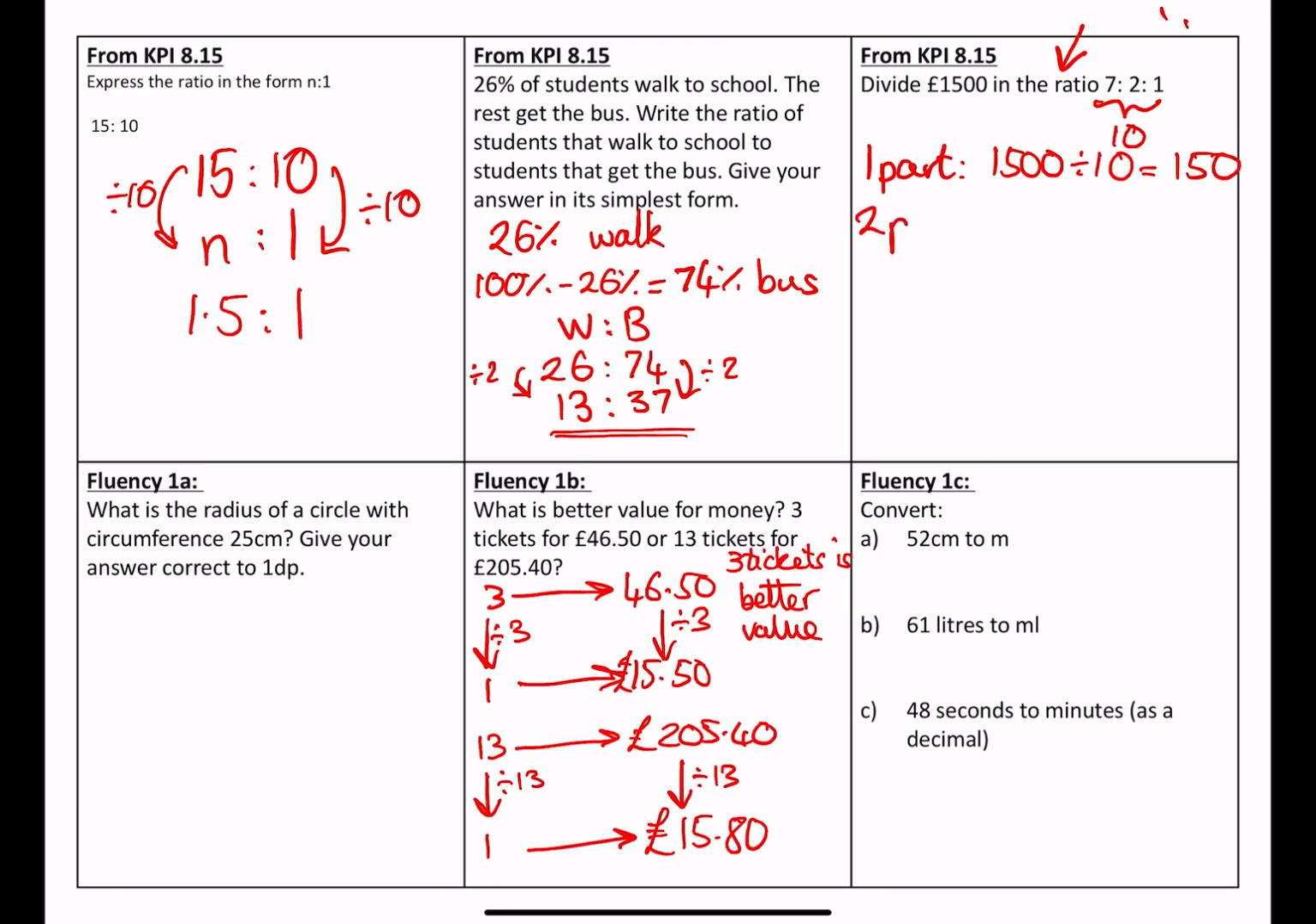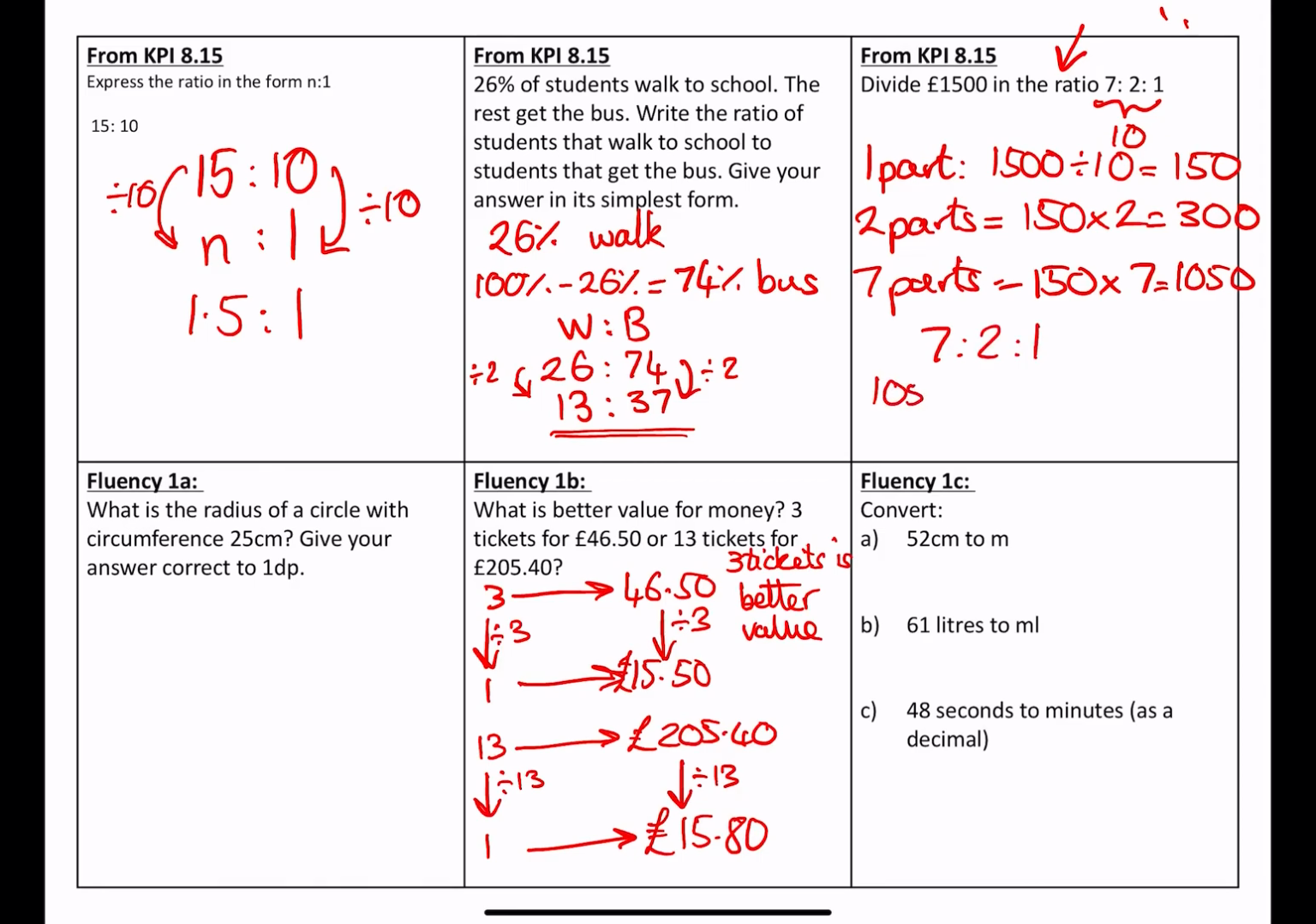I then need 2 parts. Well, that would be 150 times 2, which is 300. I then need 7 parts, which would be 150 times 7, which is 1050. When you then write that out as your ratio, we want the 7 first, so 7 to 2 to 1 would be 1050 to 300 to 150. You know that that's correct because that all adds up to 1500 again.